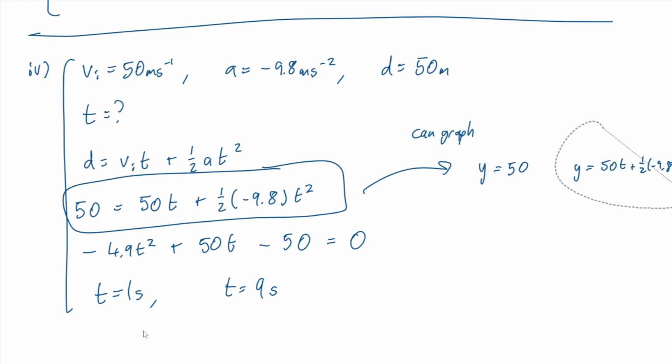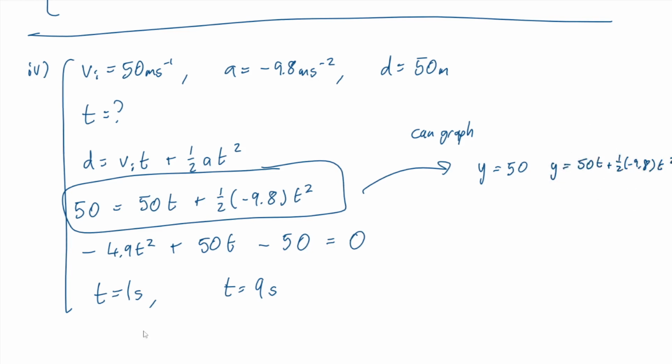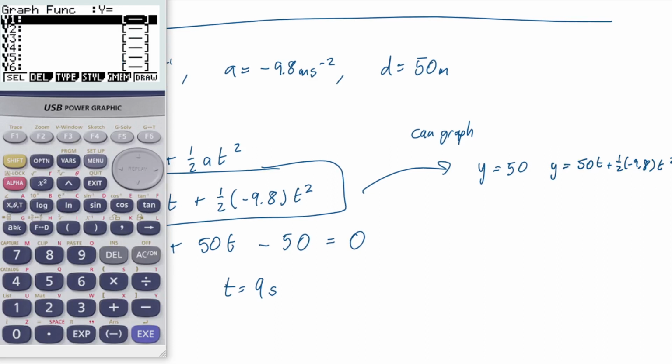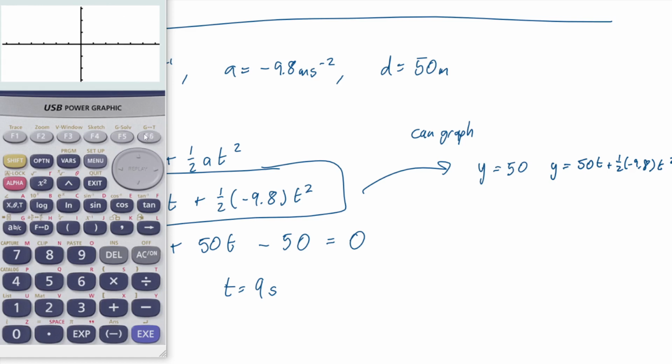Oh, that bit got cut off. So I'll do that now. So y1 is equal to 50, y2, 50. Instead of using t, I will use x, which is under alpha, plus, so that's a half, 0.5 times negative 9.8 times x squared. So I put in the left hand side and the right hand side. I can hit draw, F6.